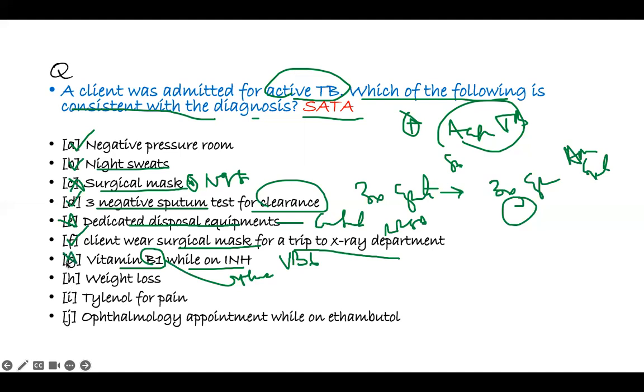So wrong. Weight loss. Yes, somebody with active TB, those are the symptoms. Tylenol for pain. You know they're going to give them four medications, which affect the liver all the time. So this is a knowledge application. You got to apply. Four medications that are going to affect the liver, so they shouldn't take anything that will affect the liver. So Tylenol is wrong. Ophthalmology appointment with Ethambutol. Yeah, E means eyes. So they need to go see ophthalmology. So that's right. So this is the end of it.